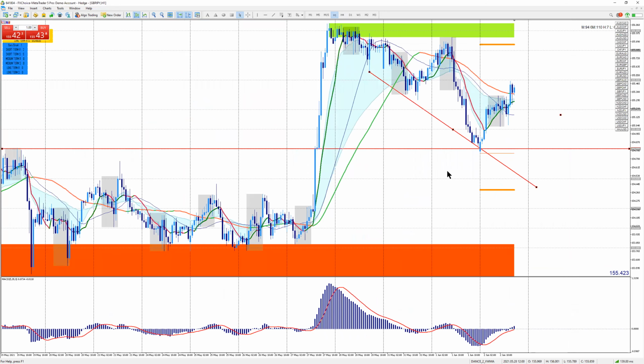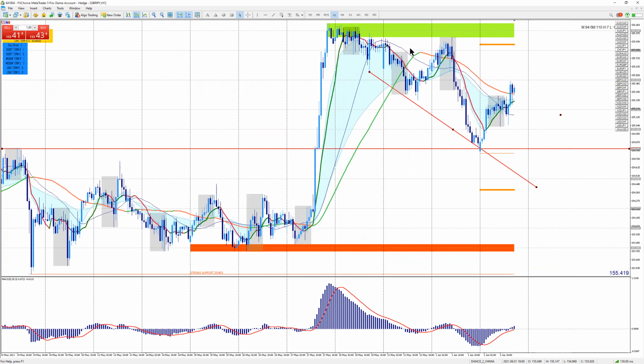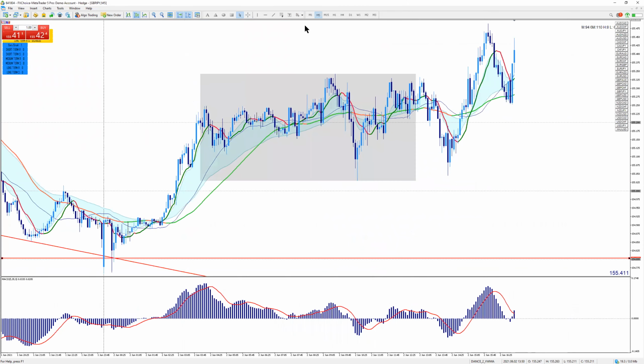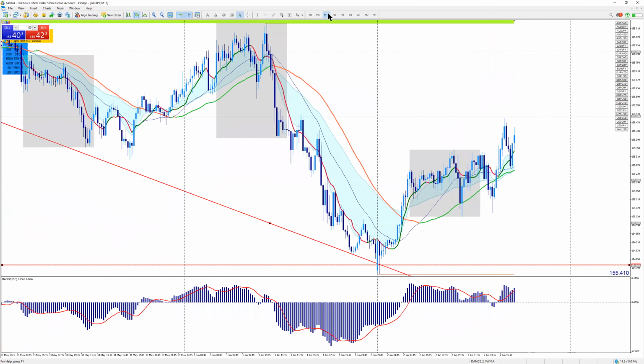Again, this is an hourly chart. I do expect price to take out this high at some point. But right now, with it being in this channel, yeah, I would have a wait and see on this for sure.